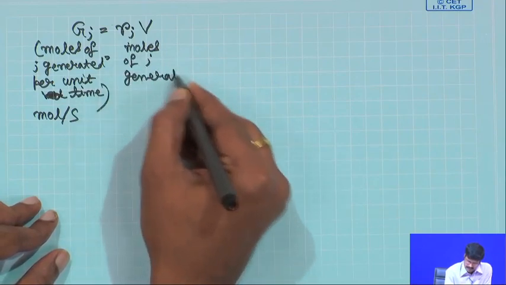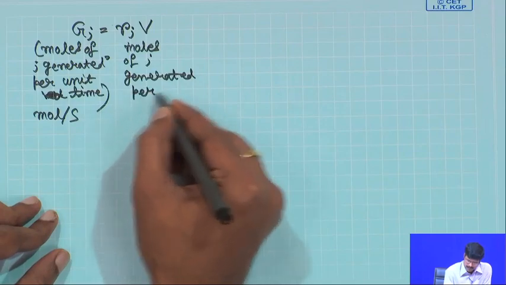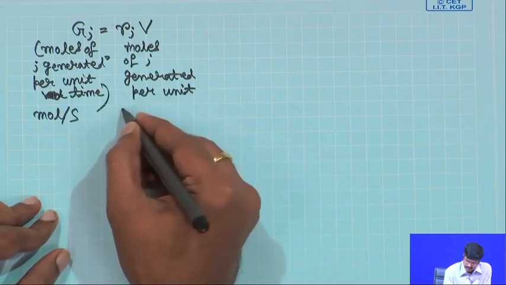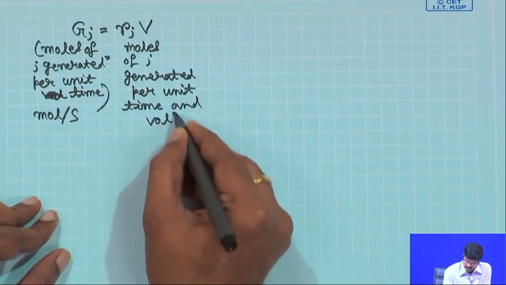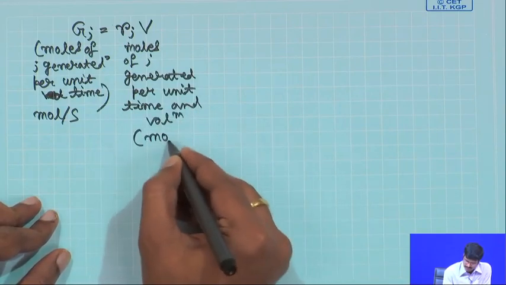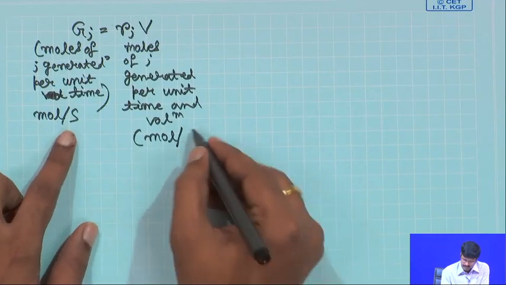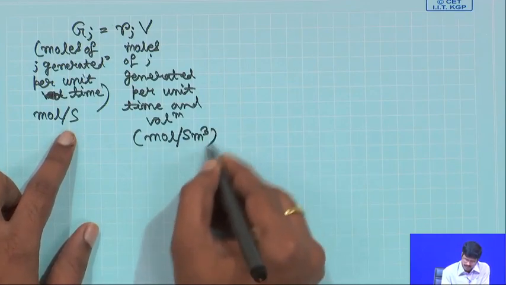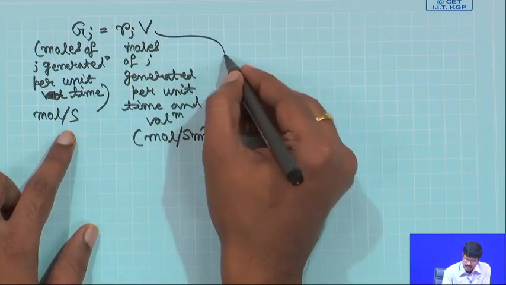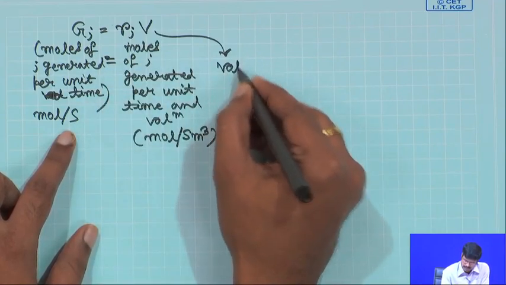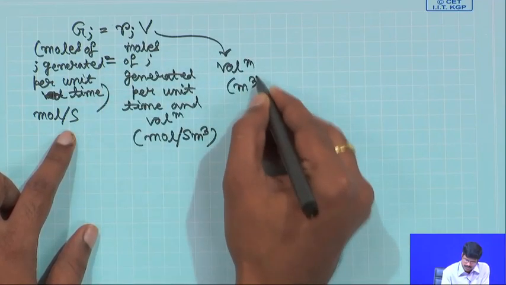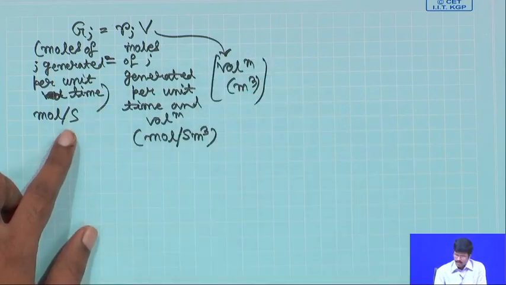Here R_j is the moles of j generated per unit time and volume, so that will be moles per second per meter cube, multiplied by V, where V is the volume in meter cube. So, the units are also matching.